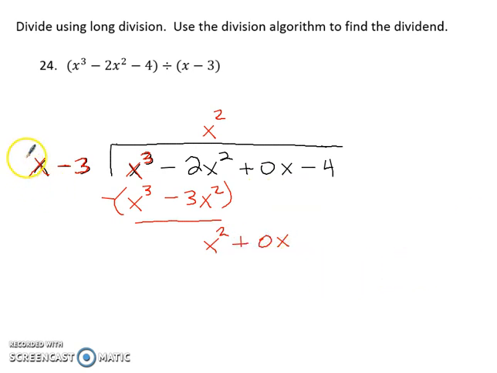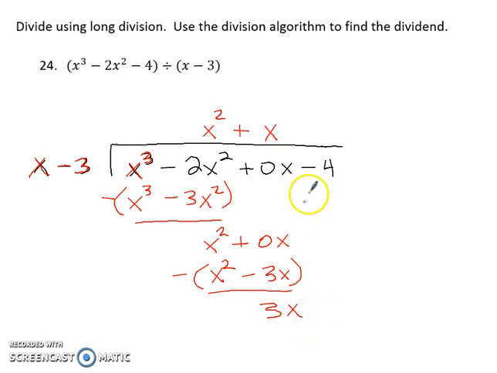So now we ask ourselves, what times x is an x squared? That is x. x times x is x squared. We have to multiply x times minus 3 as well. And then we subtract that quantity. Distribute in the negative. That gives us a minus x squared plus x squared. They cross off. And then distribute the negative here. That gives us a plus 3x plus 0. And then drop down that 4, that negative 4.